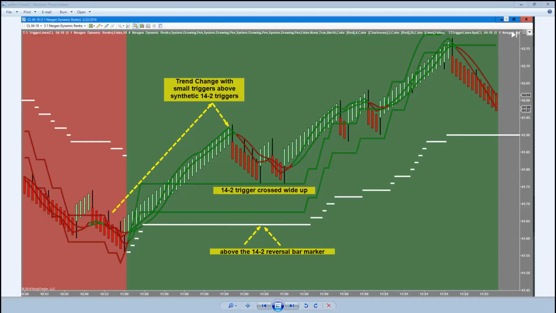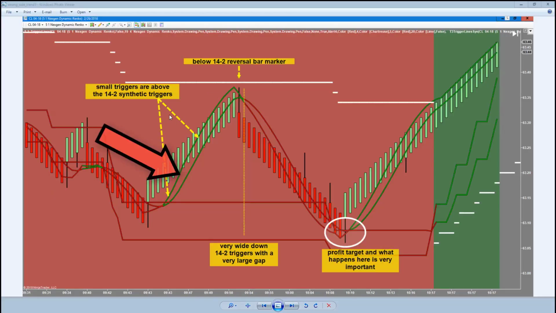And again, as a review, if the small triggers are physically above our synthetic triggers, we can still do trend trade shorts as long as we don't exceed the 14-2 reversal bar marker. And this is where we're going to do a lot of study work today. We're going to determine where the correct area is above the triggers in order to take one more trend trade short. And again, you'll see the same thing when we start looking at long trades.